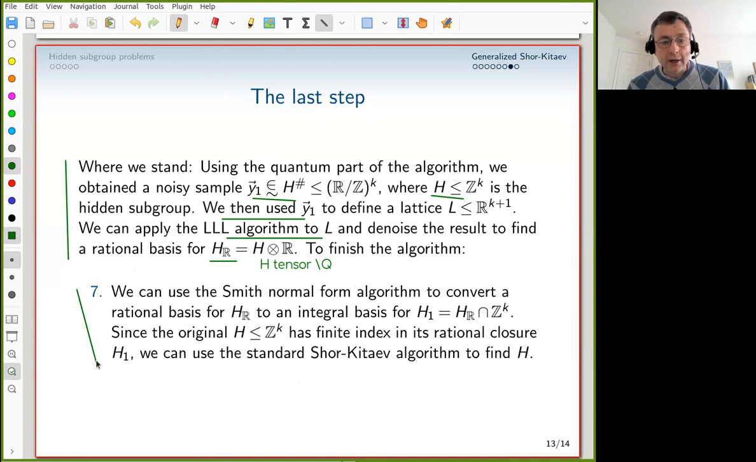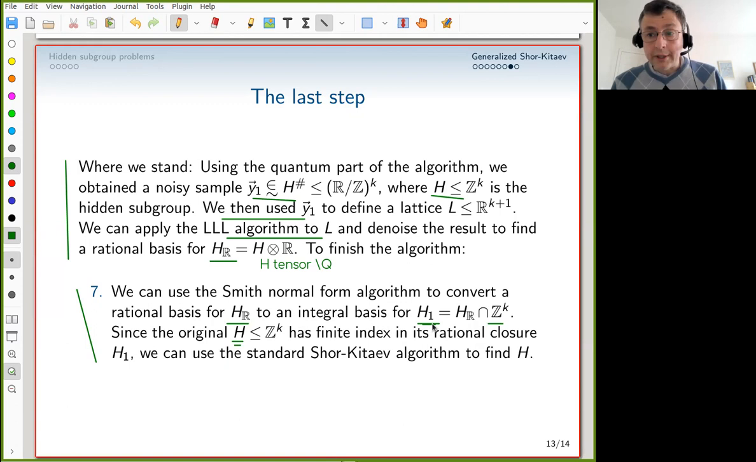So to finish the algorithm, we can use Smith normal form to convert a rational basis for H_R to an integral basis for its intersection with Z^k. And this intersection, H1, what is that? Well, you can recognize that as the rational closure of the hidden subgroup H. Those integer vectors whose multiples lie in H, that's what H1 is. So H has finite index in H1, and using a single sample, we have found H1.